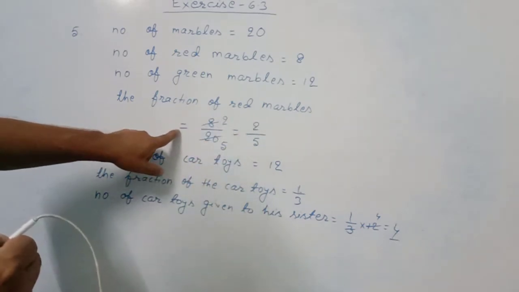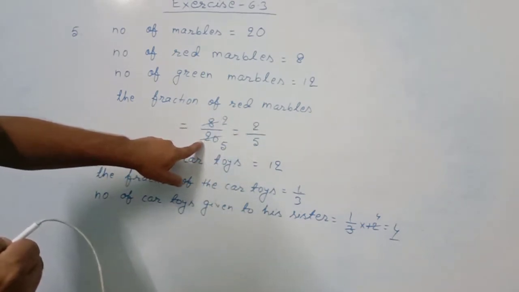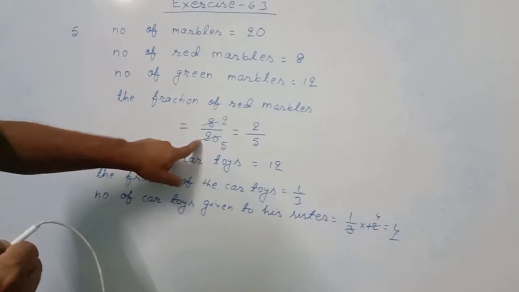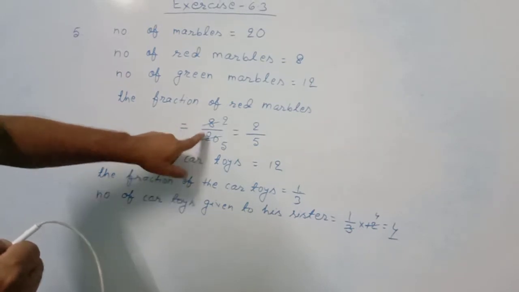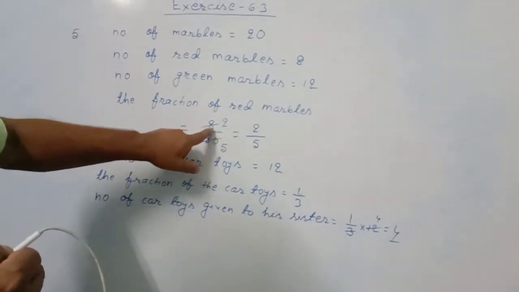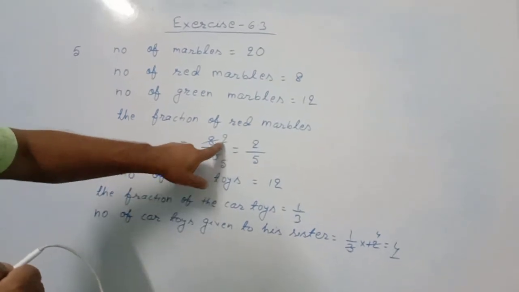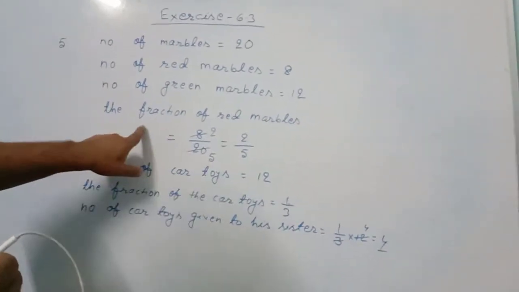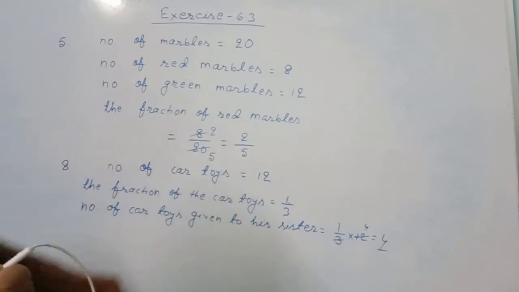So fraction of red marbles equal to 8 by 20. We cancel it. Both are divisible by 4. In the table of 4, 8 and 20 both will come. 4 2s are 8 and 4 5s are 20. Here I wrote 2 and here 5. So the fraction of red marbles became 2 by 5.